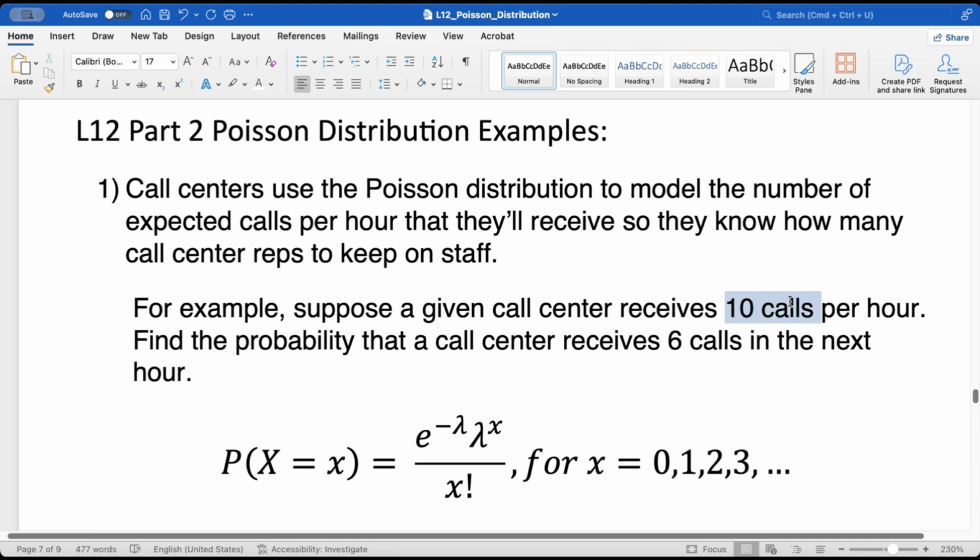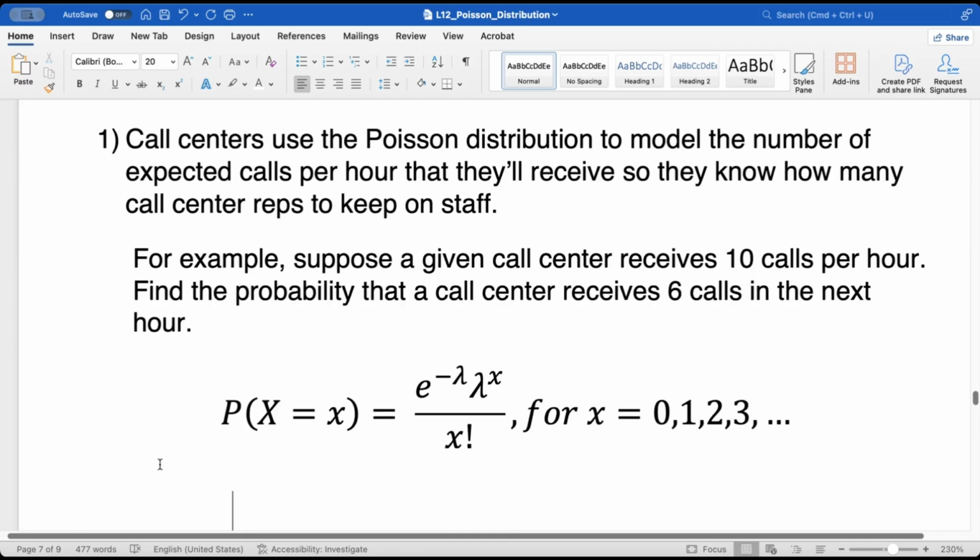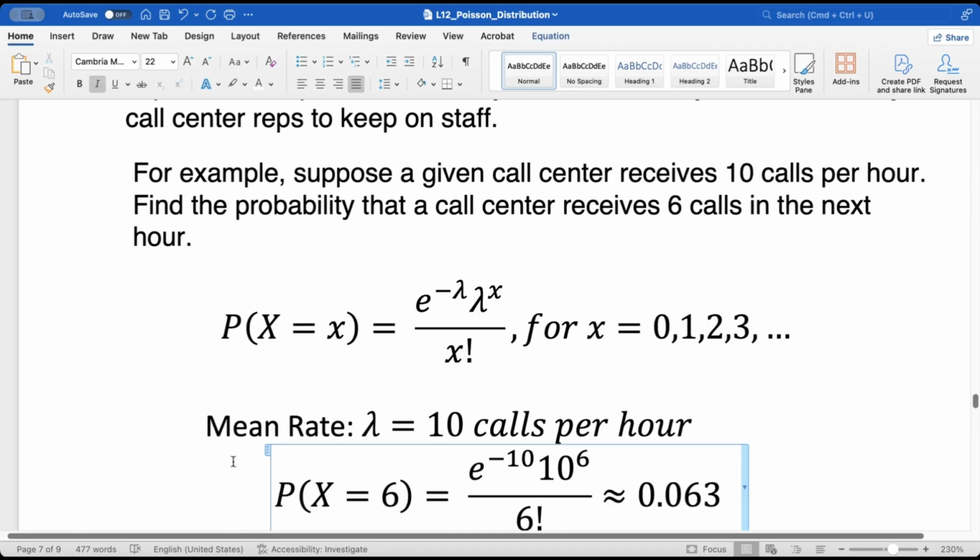So the lambda is the 10 calls per hour. Lambda is going to be 10. And x is going to be 6, exactly 6 calls. So plugging into the formula, the probability of exactly 6 calls in a 1 hour period is e to the minus 10 times 10 to the 6th over 6 factorial. That comes out to about 0.063.